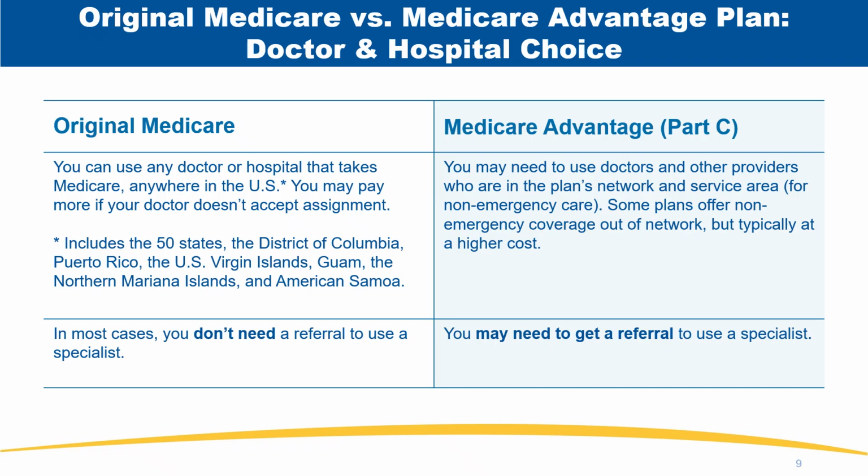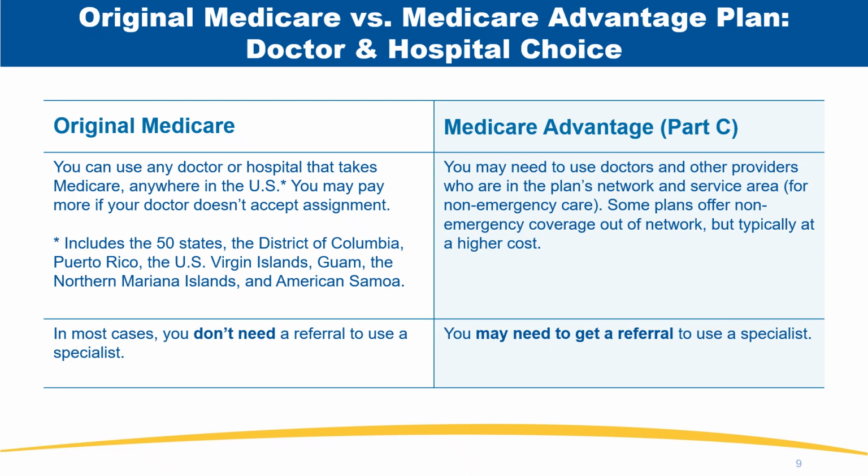With Part C, you may need to use doctors and other providers who are in the plan's network and service area. Some plans offer non-emergency coverage out of network, but typically at a higher cost. You may find plans that have a co-insurance still be willing to pay up to 50% of a service you receive out of the network. But if this is something that you are looking for, you will want to make sure that is included in the plan before you enroll.